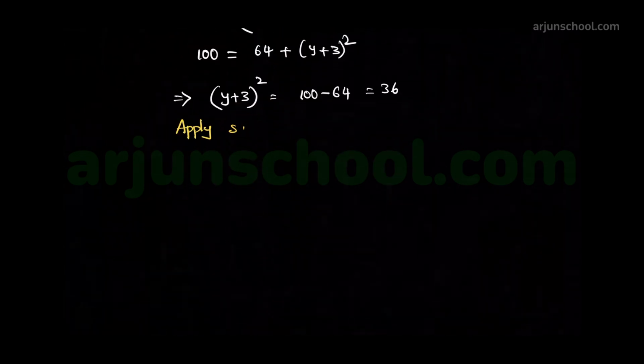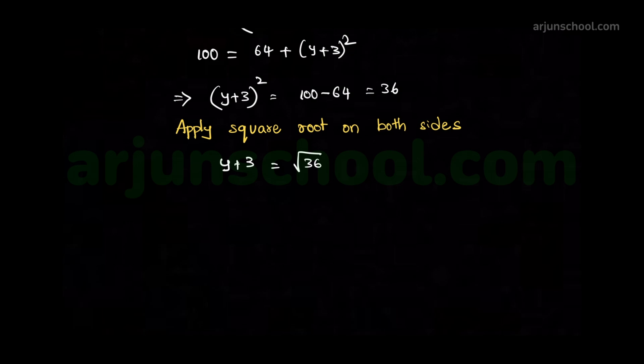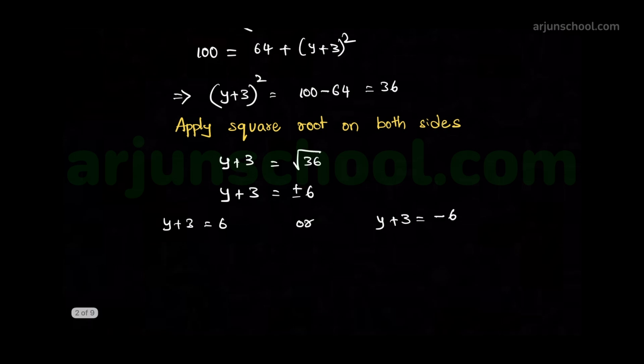Now apply square root on both sides. y plus 3 is equal to root over 36. Root over 36 is plus or minus 6, because 6 square is 36 and minus 6 whole square is 36. And what does this say? It says that y plus 3 can be 6 or y plus 3 can be minus 6.